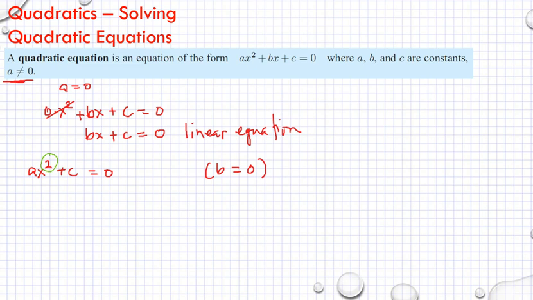Okay, it can look like this also. When c is equal to 0, then it will look like this: ax squared plus bx is equal to 0. This is still, as I've said, a quadratic equation. And the general form, as they mentioned here, this is the general form.